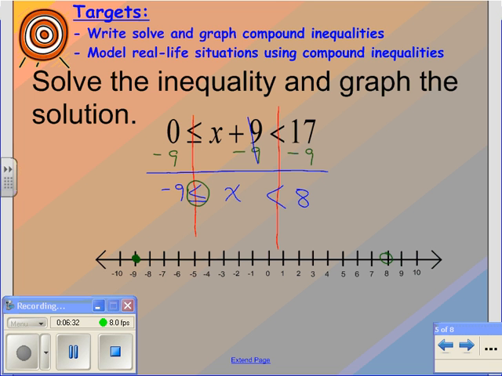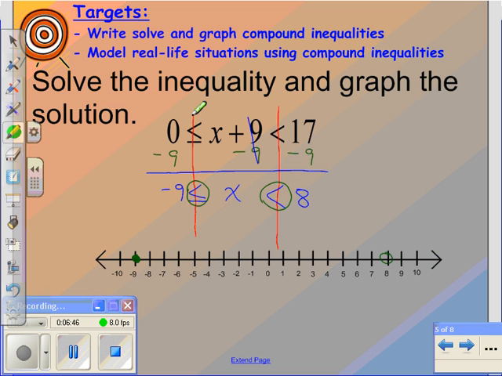So I can have two different symbols. I can have an open dot and a closed dot. It doesn't matter. It depends all on what my inequality signs are here and here. And then I need to shade in the middle. So I'm going to shade from my negative 9 all the way over to my 8. And that finishes that problem.